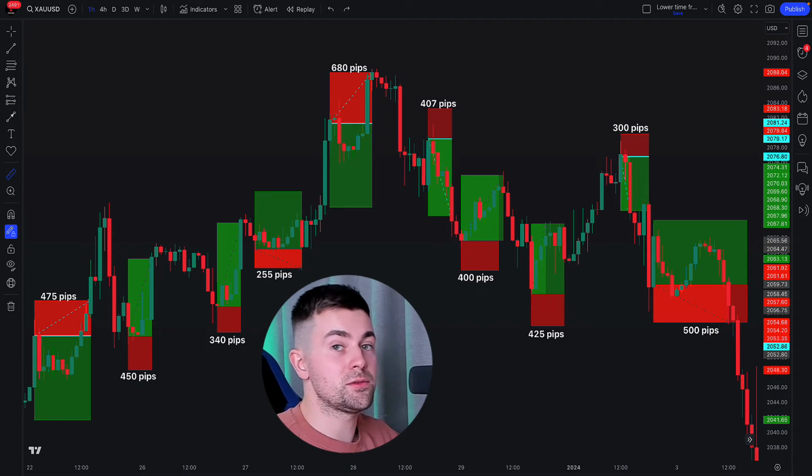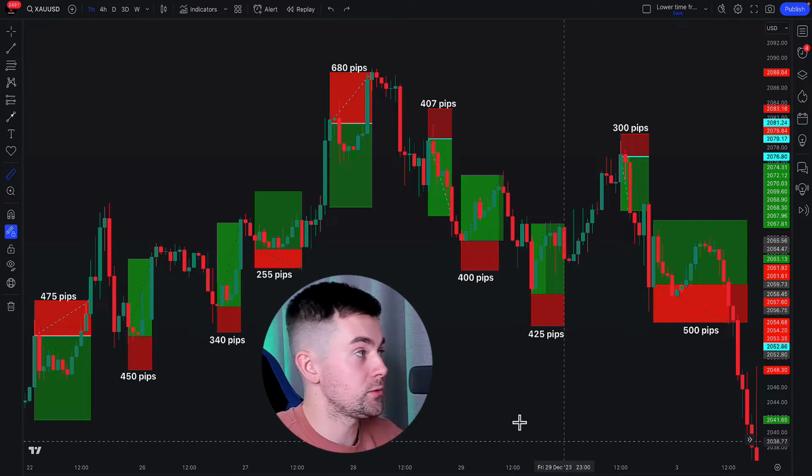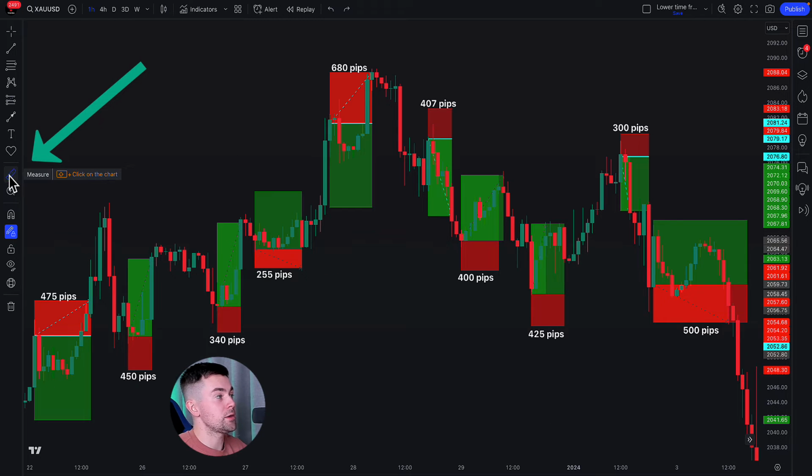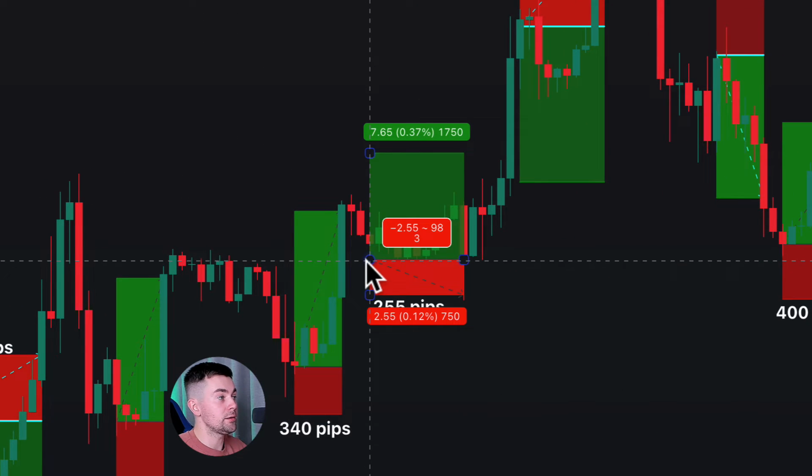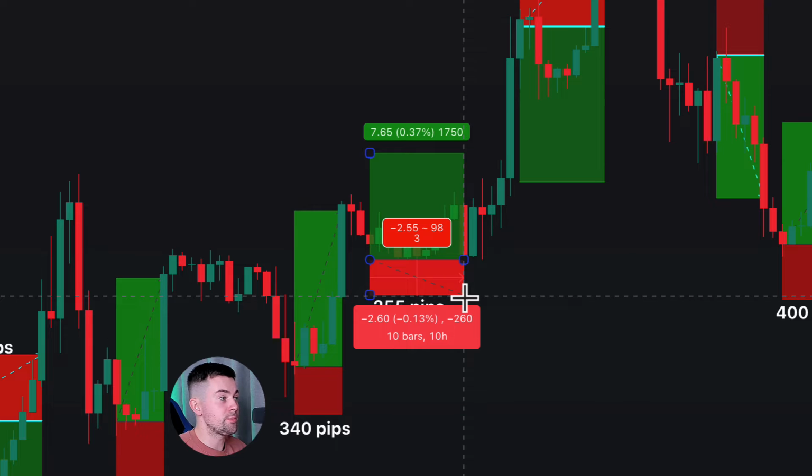Measure the stop losses of all the trades in pips. Measure the stop losses of the trades that you took one after another. And if you're wondering how to measure the stop loss of your trades, on TradingView there's the measurement tool. You click it and you simply measure the pip value of your stop loss in pips.